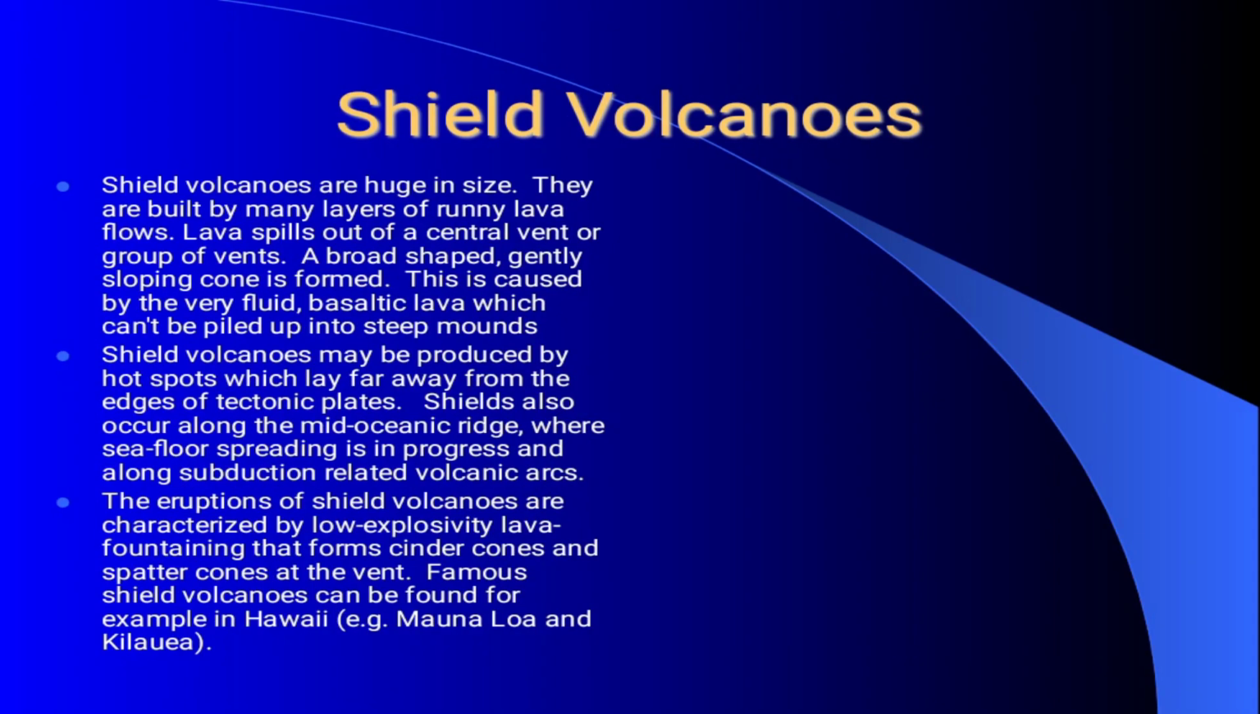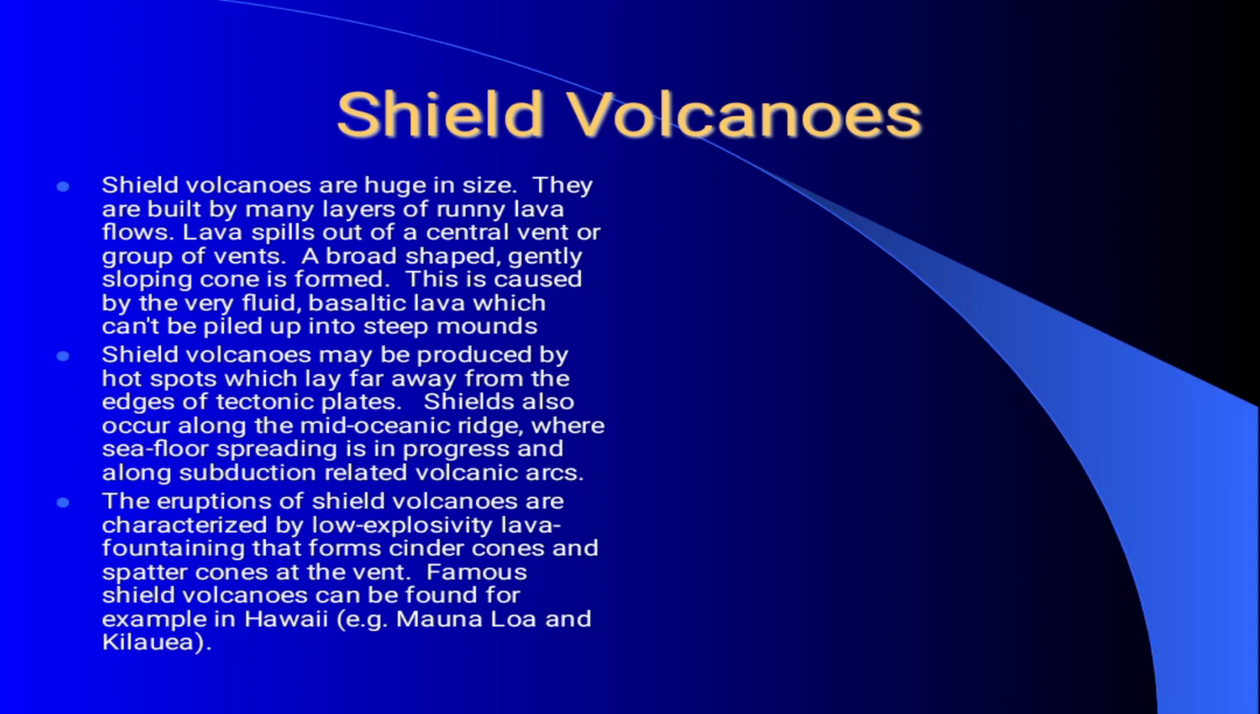The second one is shield volcanoes. Shield volcanoes are huge in size. They are built by many layers of runny lava flows. Lava spills out of a central vent or group of vents, and a broad, gently sloping cone is formed. This is caused by the very fluid basaltic lava, which can't be piled up into steep mounds.